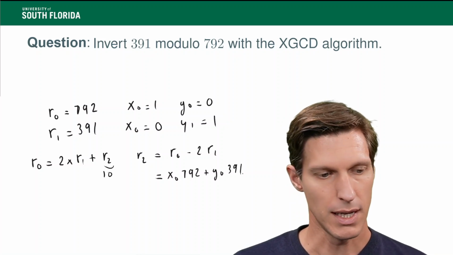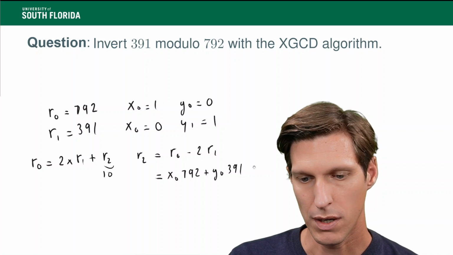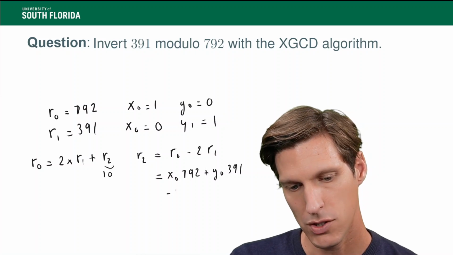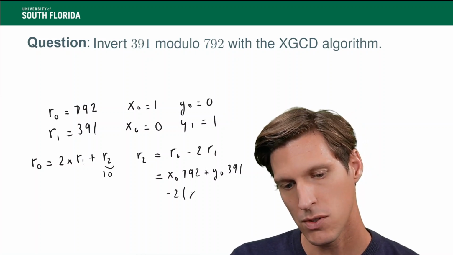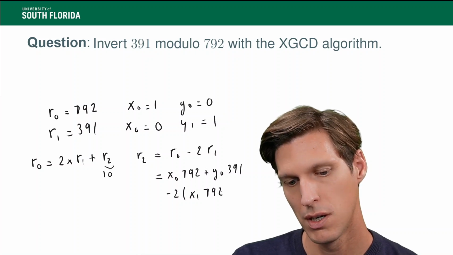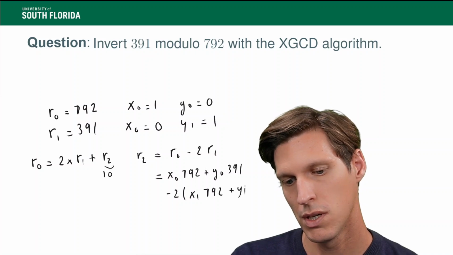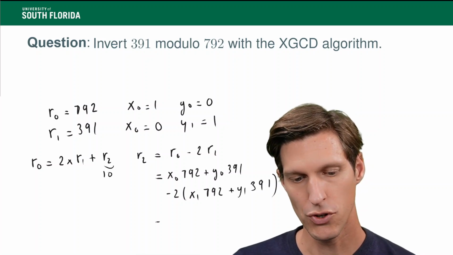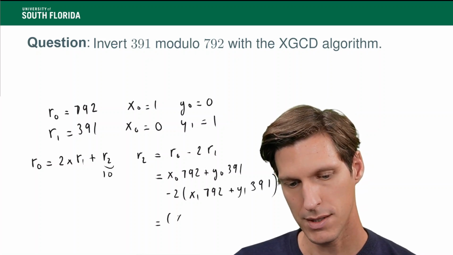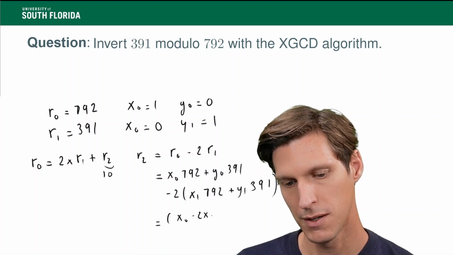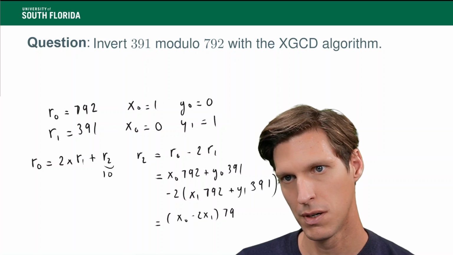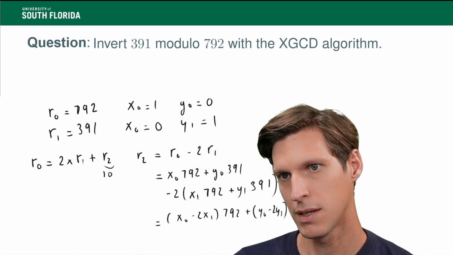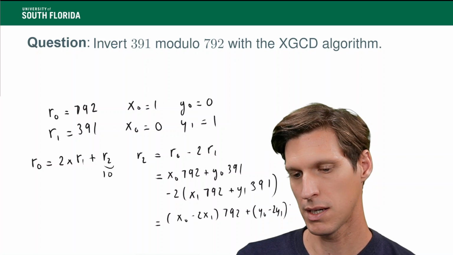Okay, fine. And now we have this, I want to be careful here. I'm running out of space. So I'm going to go minus 2 times x1 times 792 plus y1 times 391. All right, and now by linearity, I can regroup the terms. What do I get? I get x0 minus 2x1 times 792 plus y0 minus 2y1, and apologies, I'm running out of space, times 391.